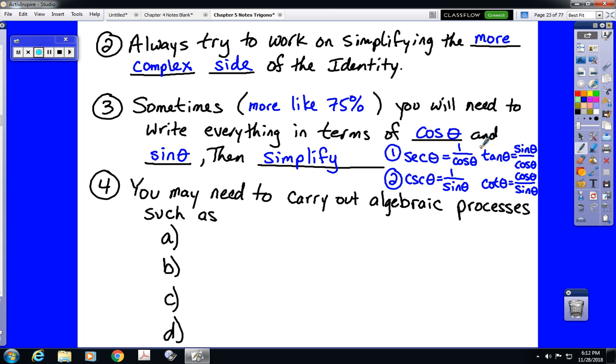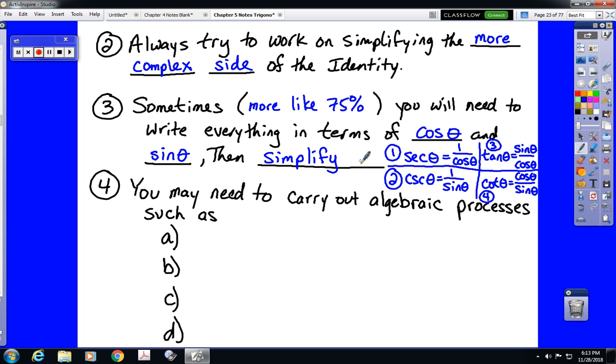Those four identities right there are used far more often than the others. Now, you also are going to use your Pythagorean identities quite a bit during this process, so you need to have all of your identities ready. But these four will be the ones you'll use to write the various terms in sine and cosine.